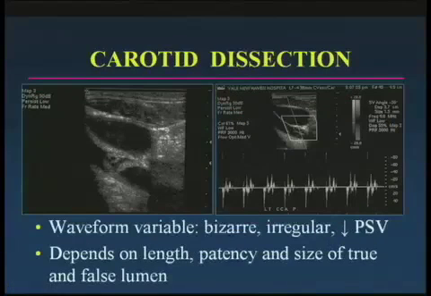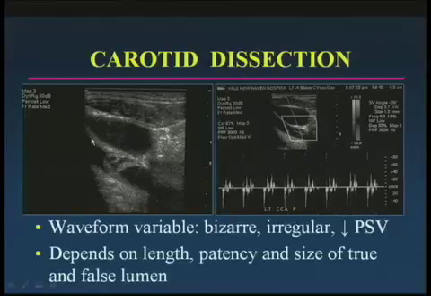Ultrasound can be used to diagnose carotid dissection. This is something you should think about in a young patient who has a stroke or a patient who has neurologic symptoms with no obvious plaque. The waveform can be quite variable, very bizarre, with decreased peak systolic velocity, and it depends upon the length, the patency, and the size of the true or false lumen, and whether you're sampling the true or the false lumen.